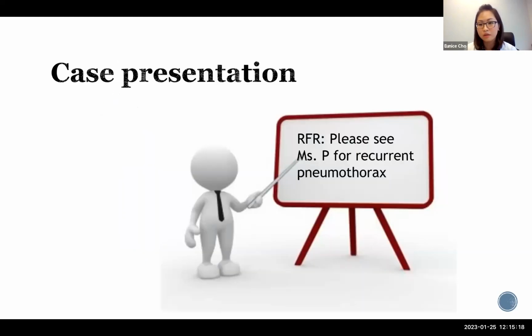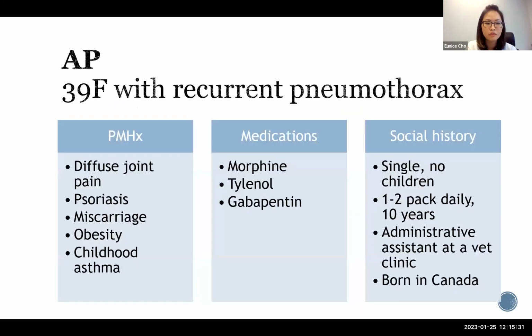So now I'm going to switch the topic of the talk a little bit, and I'll be presenting a case that I saw in my clinic. I saw this young lady that I was asked to see for recurrent pneumothorax. She was a 39-year-old woman who was referred to me for recurrent pneumothorax.